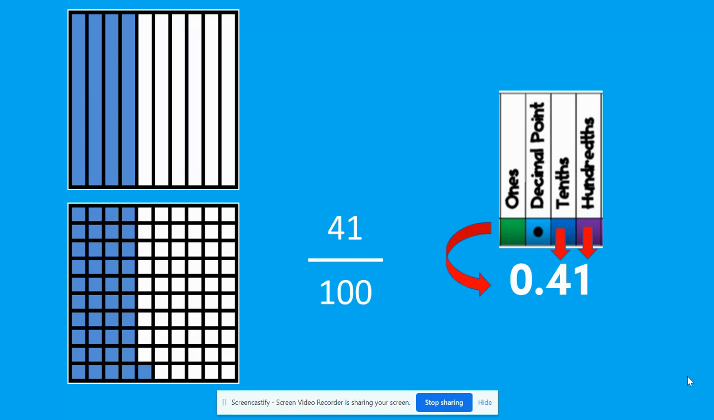And in the hundredths place, I have one little hundredth left. So I have a 0 in the ones place, my decimal point separating my whole numbers from my fractions, a 4 in the tenths place, and a 1 in the hundredth place. Now that looks pretty complicated, but it's actually really easy to say. I say it a lot like I would say the fraction. So I would say 0 and 41 hundredths.